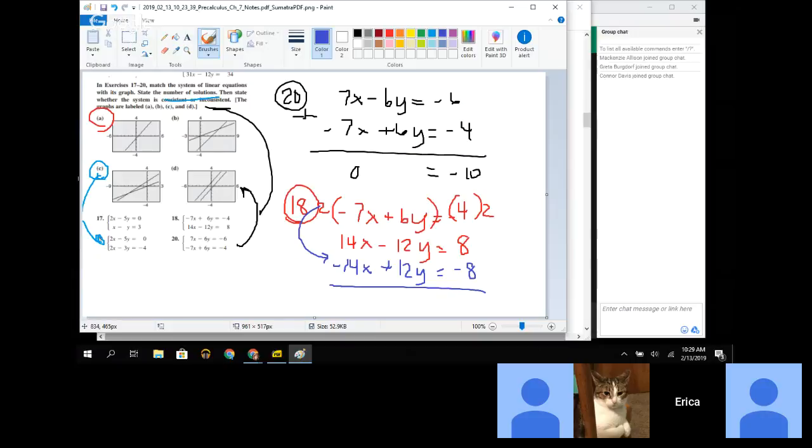Okay, if I add these together, 14x plus negative 14x is 0. Negative 12y plus positive 12y is 0. And 8 plus negative 8 equals 0. So it looks an awful lot like this one, right? But this one, 0 does equal 0. That's true. So when we get that case, that means that we have infinitely many solutions. So number 18 would be A, and we would also call that consistent because we do have solutions.